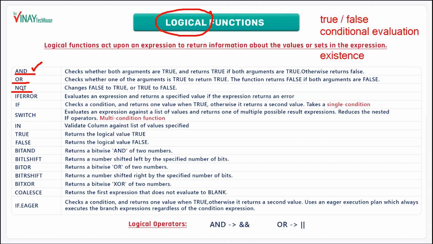NOT, negation. It changes false to true, true to false. IFERROR evaluates the expression, and if there is an error, it returns the respective result. IF is single condition validation. If it is true, the true part operation. False, the false part operation.